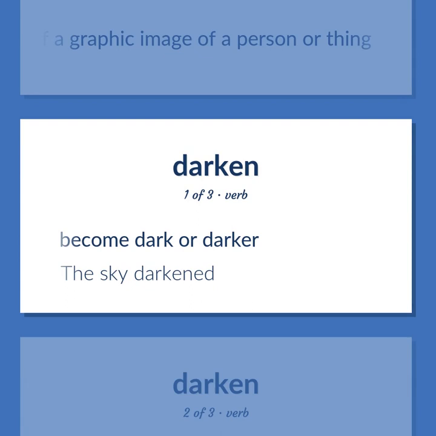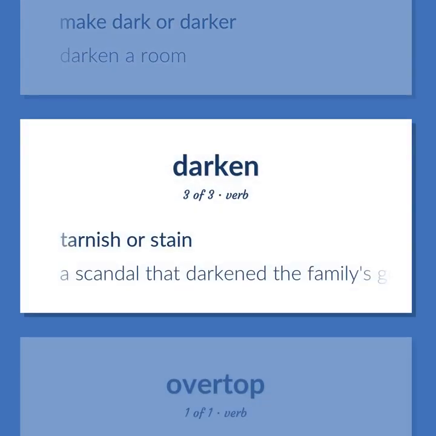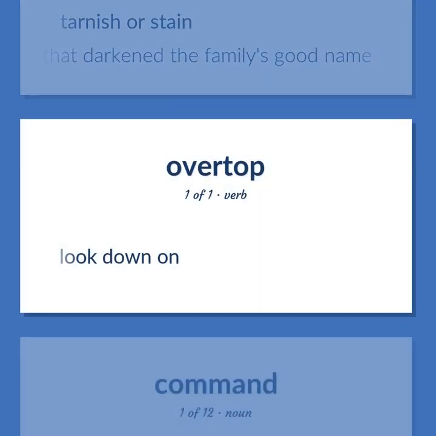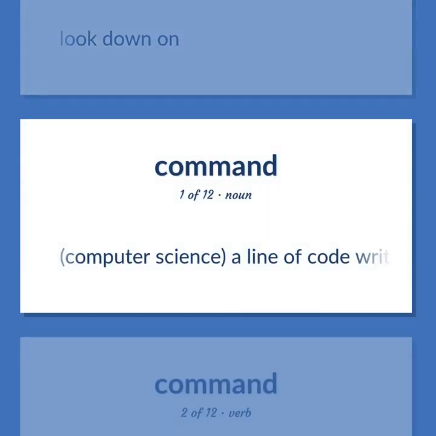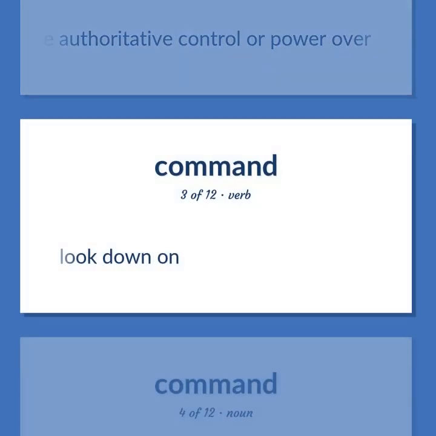Become dark or darker. The sky darkened. Make dark or darker. Darken a room. Tarnish or stain. A scandal that darkened the family's good name. Look down on. Computer science. A line of code written as part of a computer program. Exercise authoritative control or power over. Look down on.